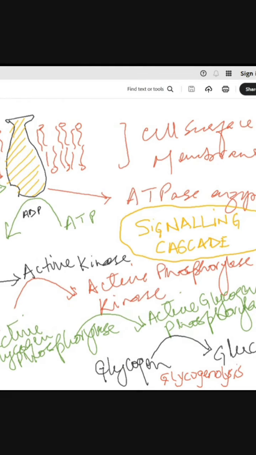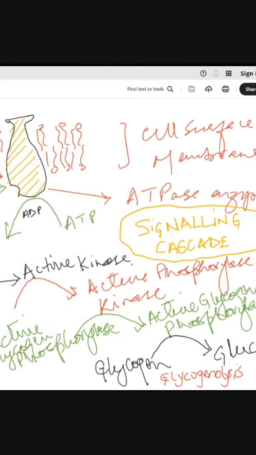So when glucagon binds, the receptor proteins are activated, which in turn activate the G protein. As you can see, on the inner side of the membrane is the G protein. When it is activated, this G protein in turn activates the adenyl cyclase protein. This is also called the ATPase enzyme. It is also a transmembrane protein like a receptor protein.